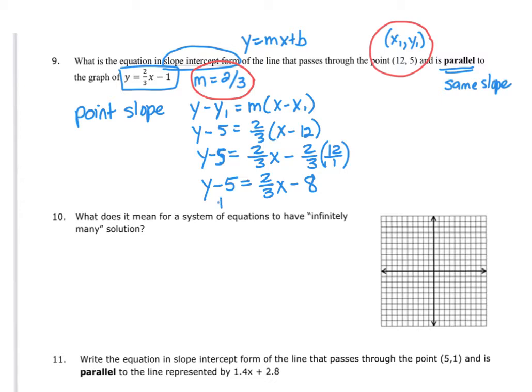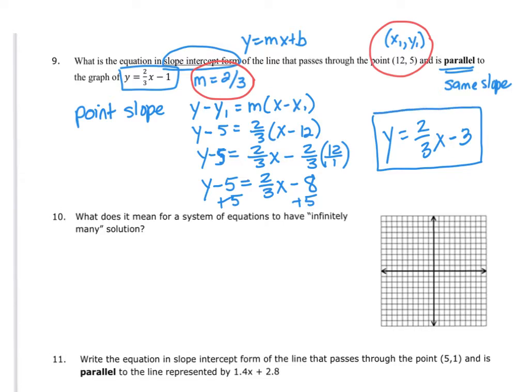Now I can add 5 to both sides to solve. So now I'm left with y = 2/3 x. Negative 8 plus 5 is negative 3. Okay, and that is the equation of my line in slope-intercept form.